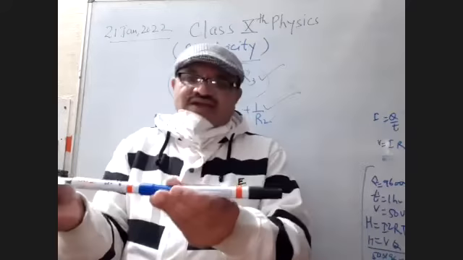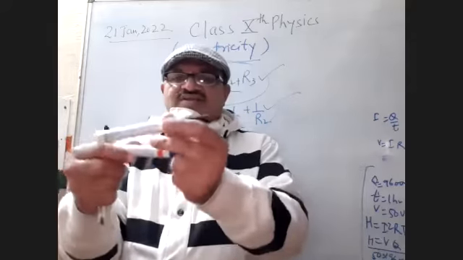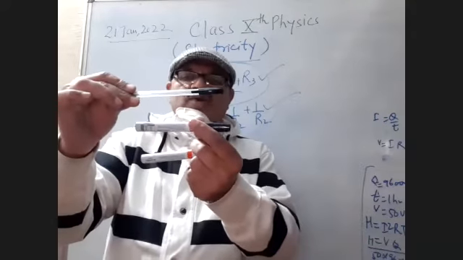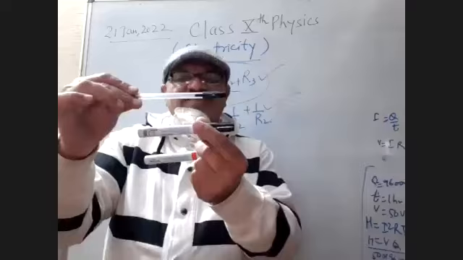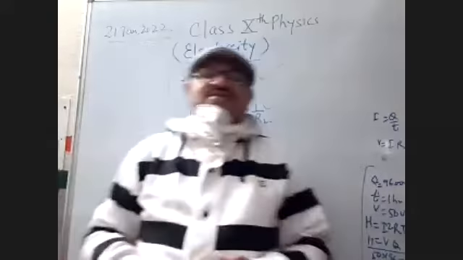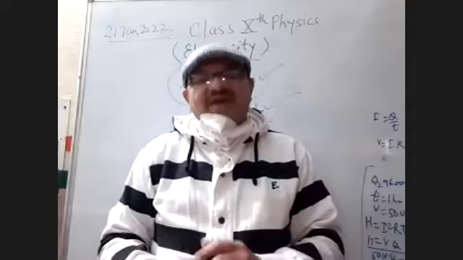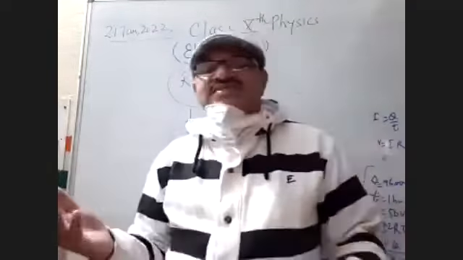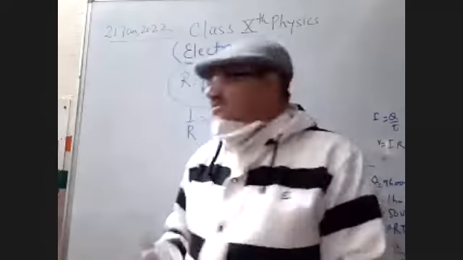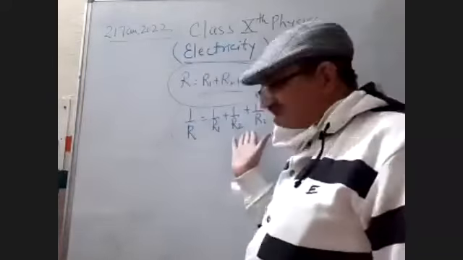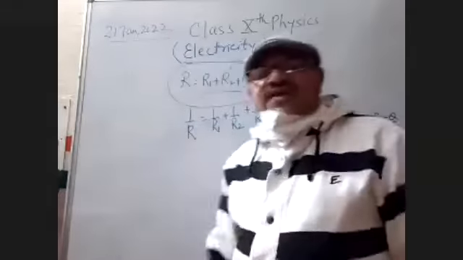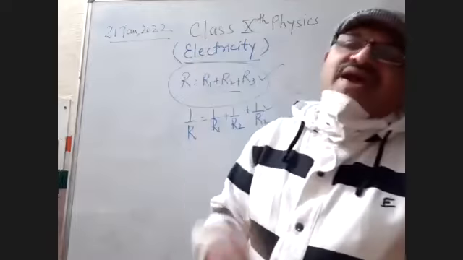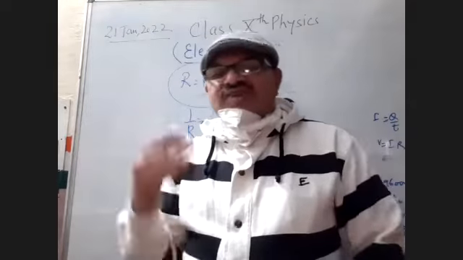Now the parallel combination: say resistance R1, this is R2 and the third one is R3. This will be the pattern of the three resistances R1, R2, R3 in parallel combination. Now what will be the total resistance when they are connected in parallel? The total resistance will be less than the individual resistances: 1/R = 1/R1 + 1/R2 + 1/R3. If I calculate the total resistance when three resistances are connected in parallel, my total resistance will reduce.